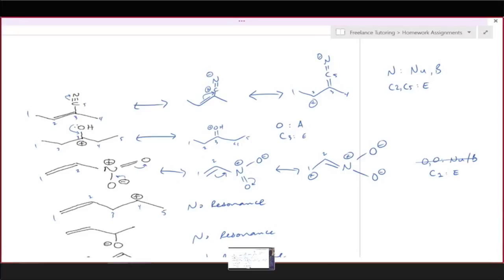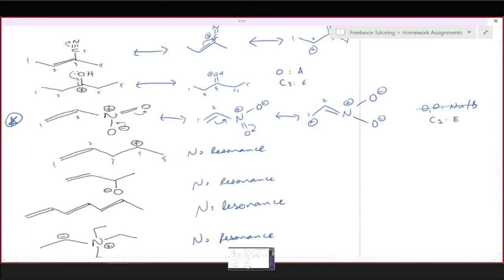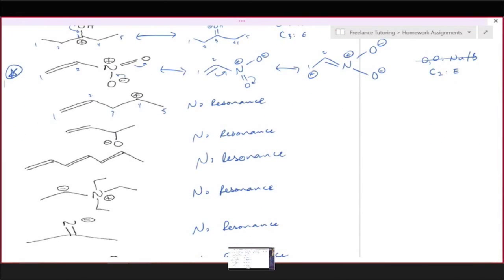Okay, so yeah, it looks like we did get that one incorrect because the most important resonance structure we hadn't drawn yet. All right, so we'll take a look at the next example.